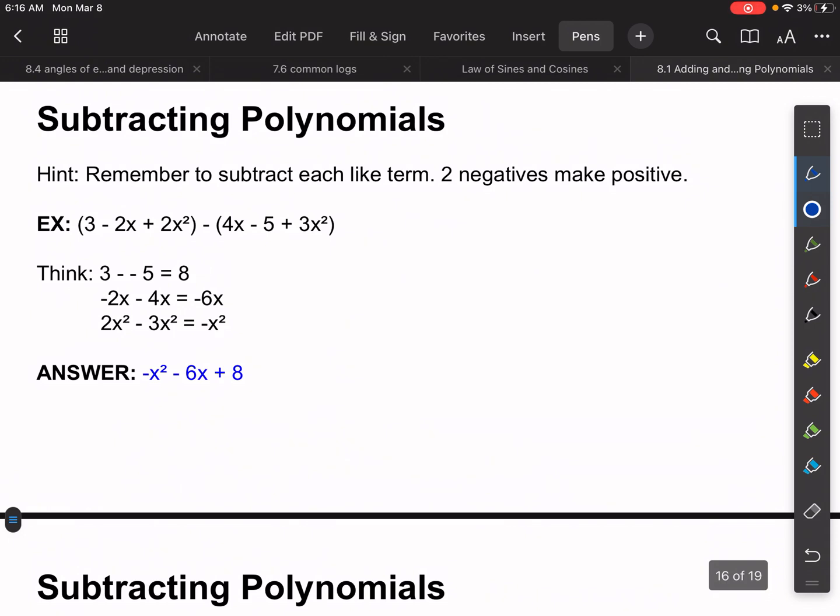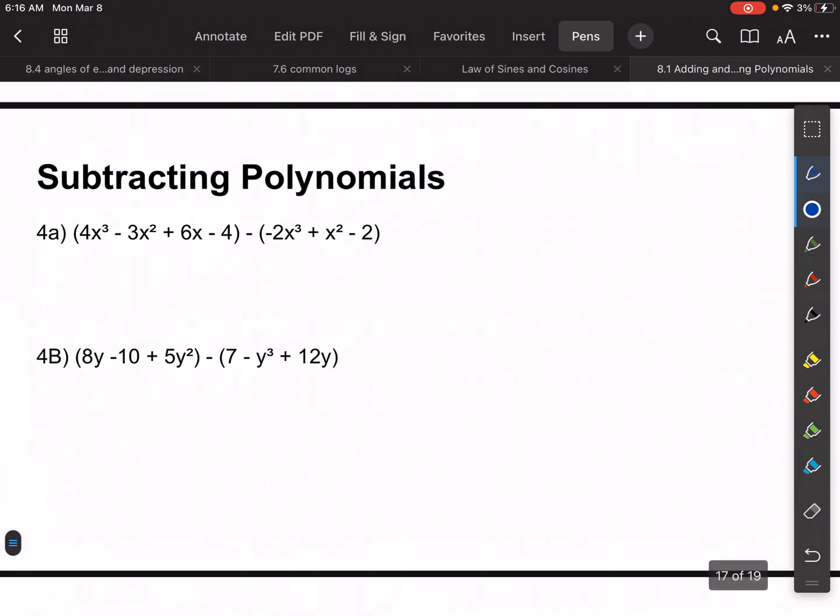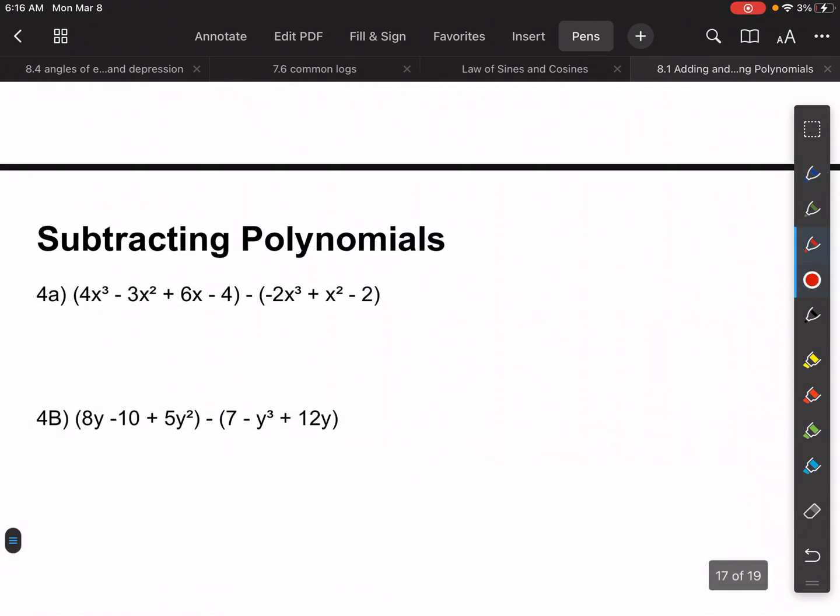If you subtract, it's the exact same deal, except you have to remember now, if you're subtracting, order is very important, and 2 negatives make a positive, right? So that's all that we really need to hit on. Let's go to this one. So we have 4x to the third minus negative 2x to the third. So that's 4x to the third plus 2x to the third, which would be 6x to the third.